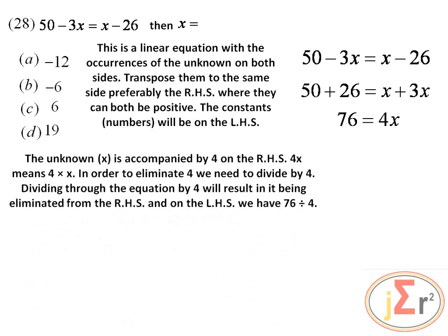The unknown x is accompanied by 4 on the right hand side. 4x means 4 multiplied by x. In order to eliminate 4, we need to divide by 4. Dividing through the equation by 4 will result in it being eliminated from the right hand side, and on the left hand side we have 76 divided by 4. Divide through by 4, 4 will be eliminated from this side, and 76 divided by 4 is equal to 19.